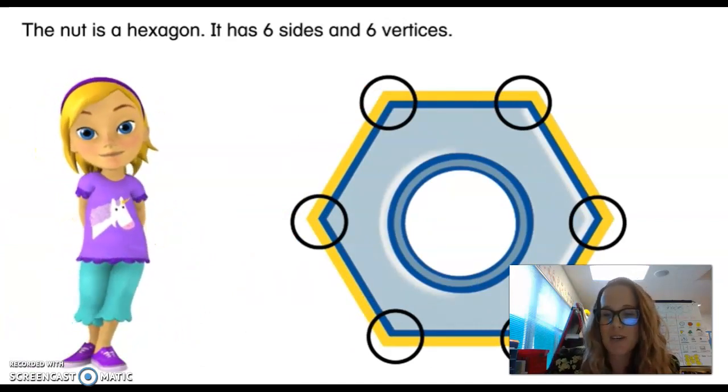Now you know how to identify a hexagon. Remember, it will always have 6 sides, where the extra yellow lines are, and 6 vertices, which are the circles. Remember, a vertex is like a corner.